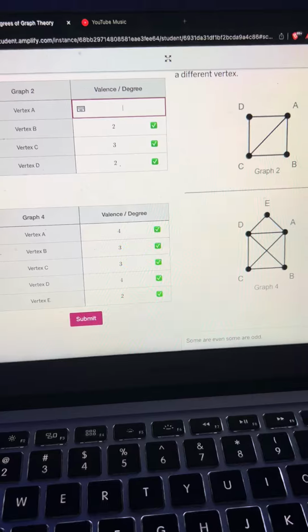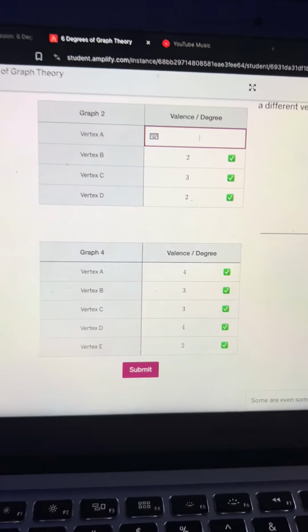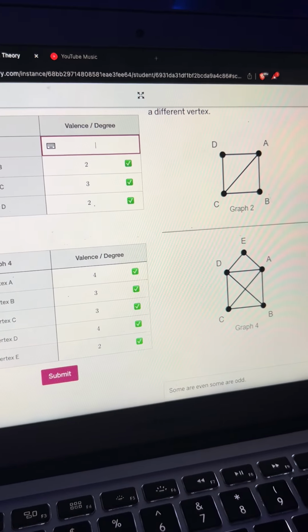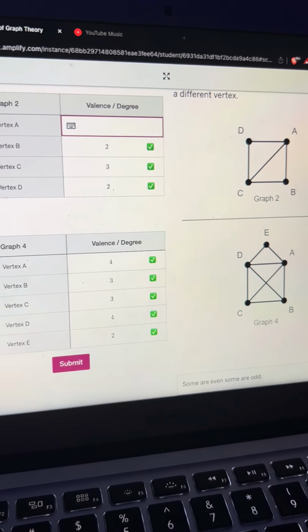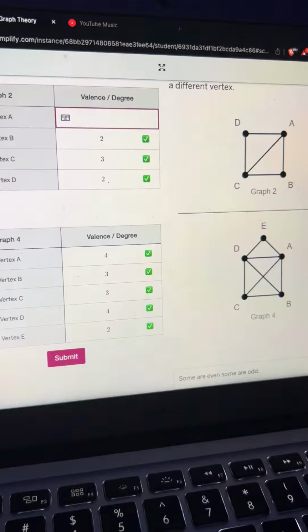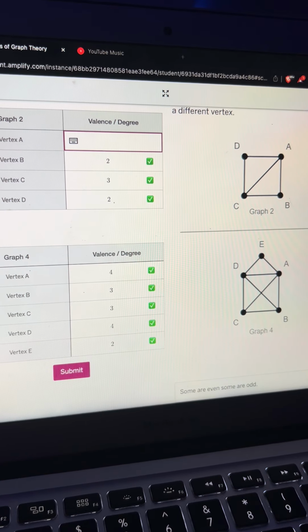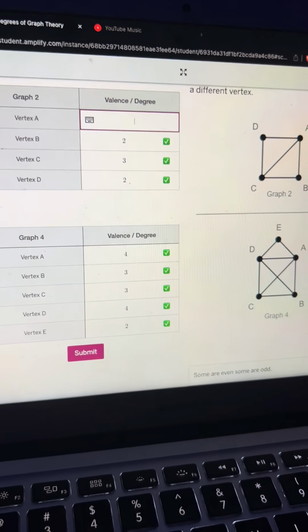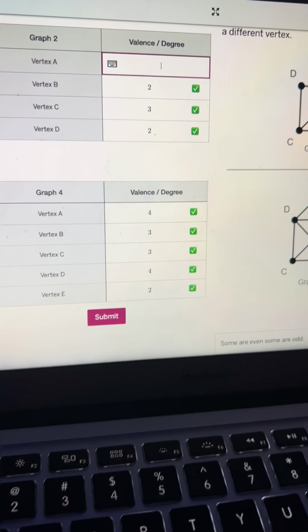Heading over to the next slide, slide 10. Look at graph 2, and not all of them are even. Some of them are odd, and that is the same for graph 4. Some vertices have 4 degrees sticking out. Some have 3, some have 4, some have 2. They're all ranging, so there is an odd number.